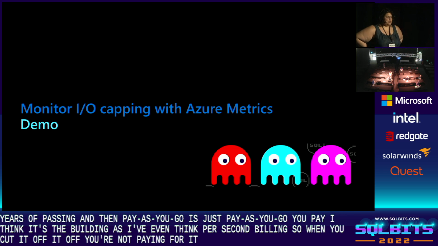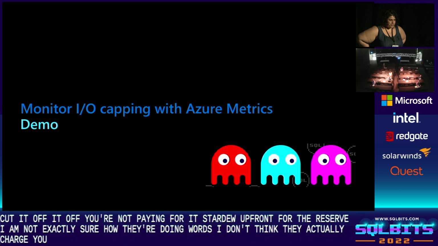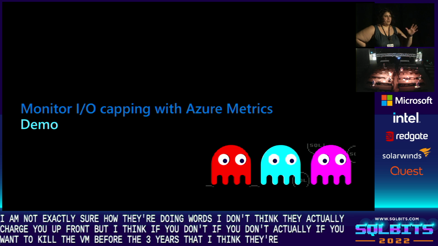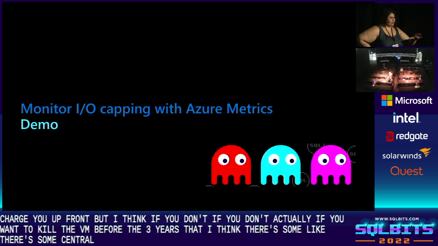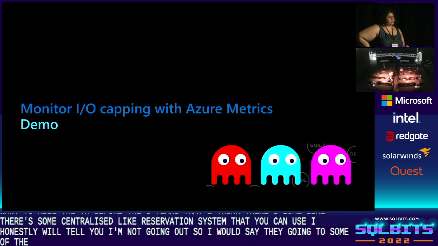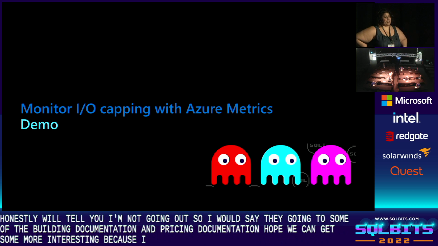So the question is, do they charge you up front for the reserve? I am not exactly sure how the billing works. I don't think they actually charge you up front, but if you want to kill the VM before the 3 years is up, I think there's some centralized reservation system that you can use. I honestly will tell you I'm not a billing expert, so I would say dig into the billing documentation and pricing documentation. Hopefully you can get some more answers there, because I don't want to tell you things that are not right.